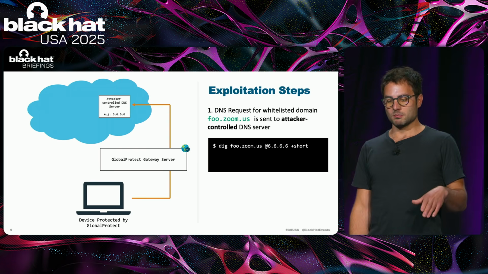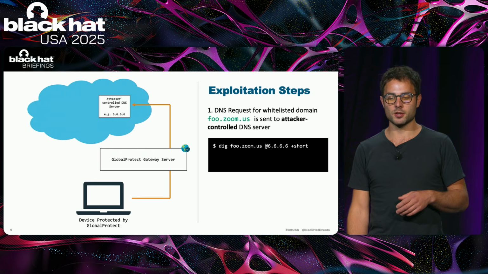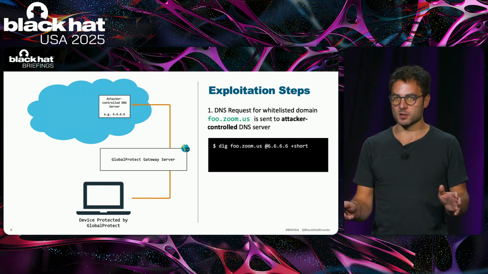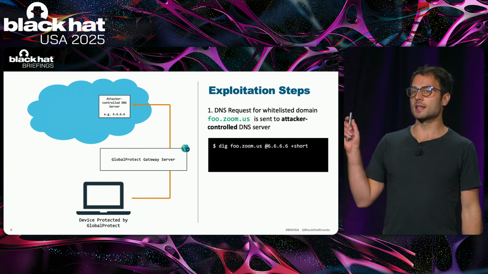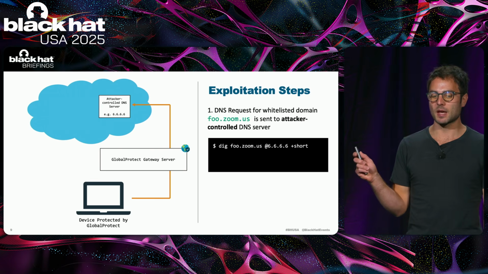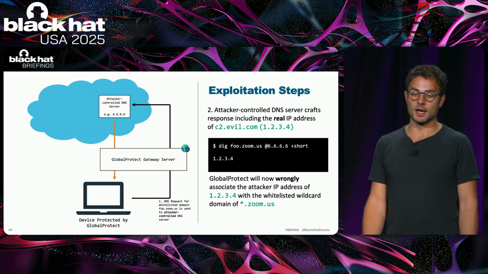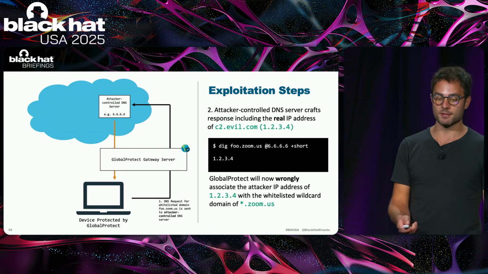Now imagine if from the low-privileged perspective of landing a shell on a machine, we do dig foo.zoom.us. Actually, it can be anything.zoom.us. That doesn't exist. It can just be anything. But we send it to the attacker-controlled DNS server. And the thing is, the attacker-controlled DNS server can lie. So it lies, and it responds back with the IP address of the C2 server.